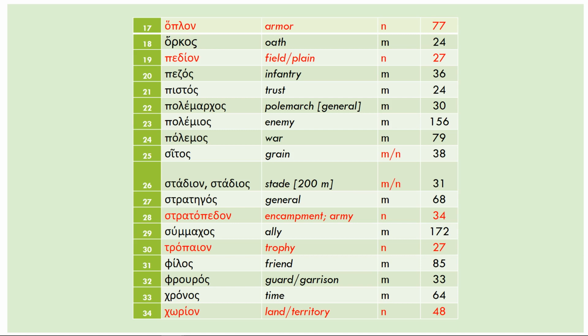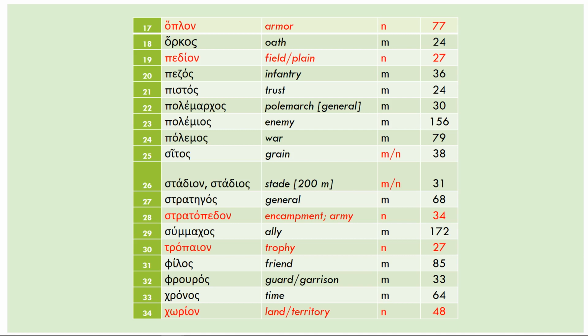Pedion, field or plain, ultimately derives from the word pous, which means foot, right? So a flat thing, a field or a plain, just like pezos, deriving the same way, means someone who goes on foot, or an infantryman. Pistos is something that's trusted, epistemology. Actually, no, that comes from something else, so leave that alone.